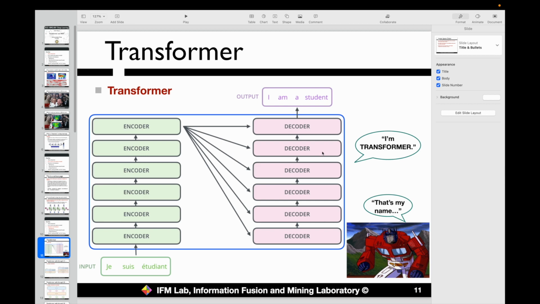So by utilizing this transformer, we can do many tasks. Like we can do the translation of one language to another one, as shown here.